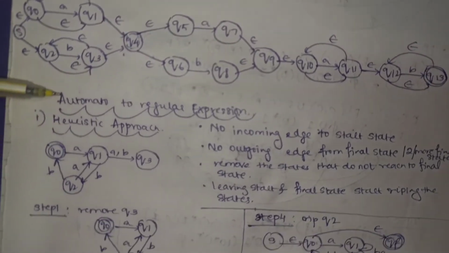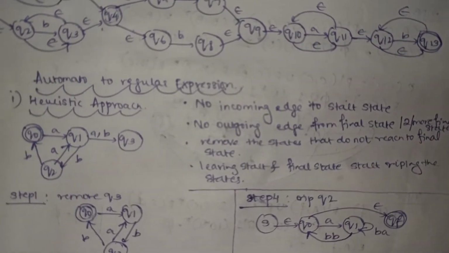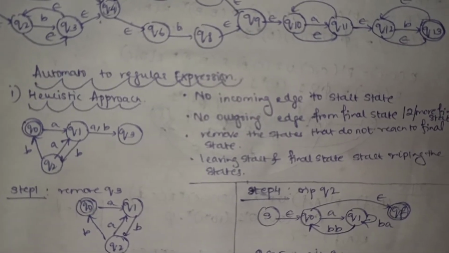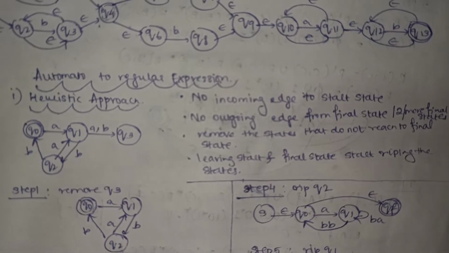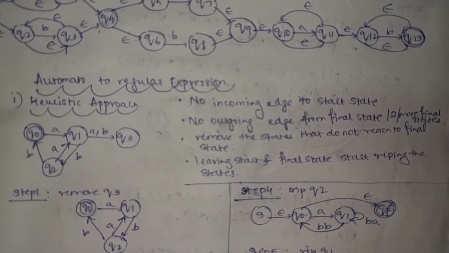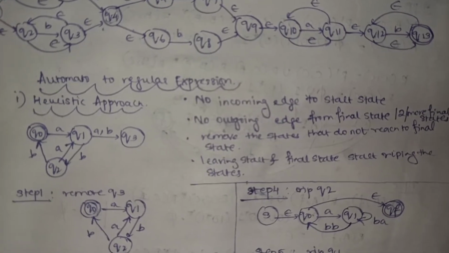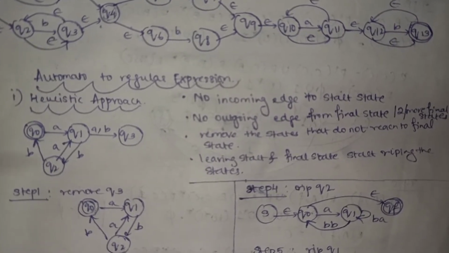Now, converting an automata into a regular expression, you have two methods. Firstly you have the heuristic approach. In the heuristic approach you have three main key points. Firstly, all the states should be able to reach the final state. If they are not able to reach the final state, you have to remove that state.